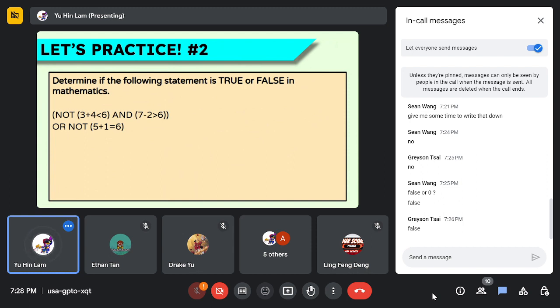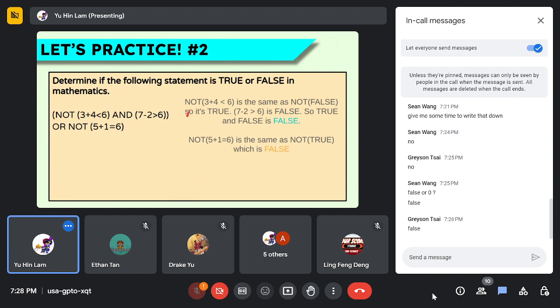How about we walk through this step by step? Let's first solve the inside parentheses, our math. These two are just the same as our last problem. So 3 plus 4 will give us 7, and 7 is not less than 6. So our inside would be false. But since we have a not on the outside, it's the opposite of false. So our first one here would actually give us true.